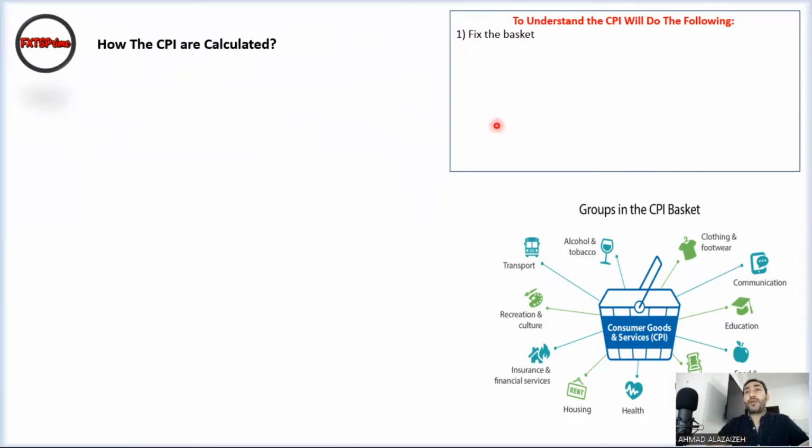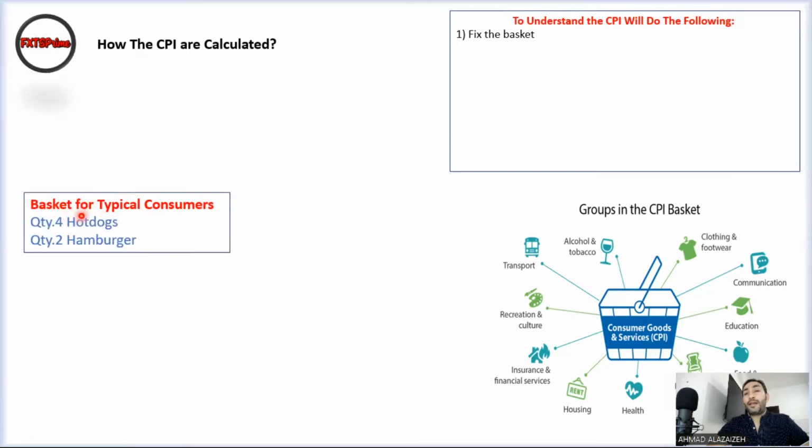For our example, let's think about a simple example, and we're going to fix our simple basket. Let's assume that our basket for a typical consumer is 4 hot dogs and 2 hamburgers. You remember that we took this example in the GDP explanation. I'm taking it again so we can use the same example every time and you get familiar with what we are doing. So 4 hot dogs and 2 hamburgers will be our basket, and we want to calculate the CPI based on that data.